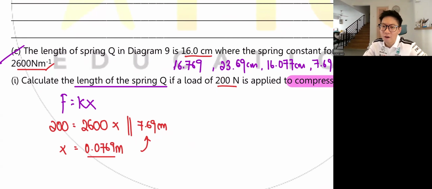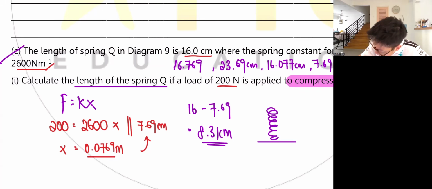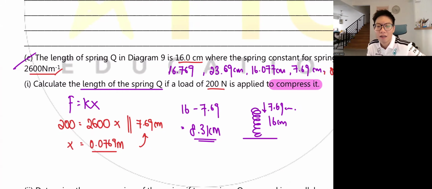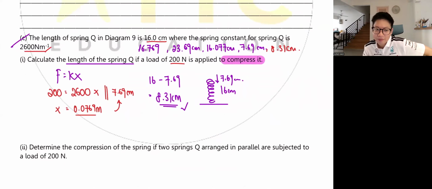Okay, so therefore, the answer here is you have to take 16 cm instead of minus the 7.69. So the remainder, okay? Initially, your spring is 16. You compress 7.69 cm, so you are left with 8.31 cm. Okay, can? Alright, so this is correct.